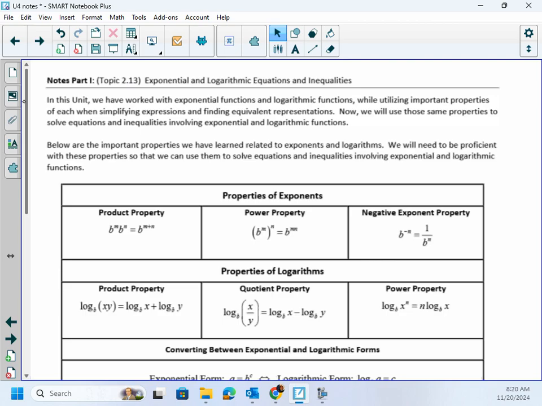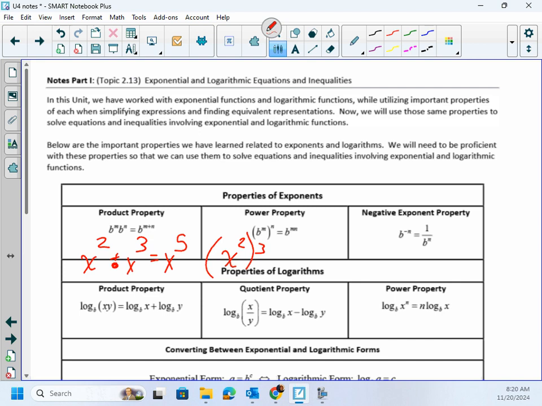A reminder of properties: when you were adding, if I have x to the second times x to the third, it's going to give you x to the fifth. You're adding your exponents. If it was x to the second quantity to the third, that is x to the sixth. You're multiplying your exponents. And if it was x to the negative 3, that is 1 over x cubed.